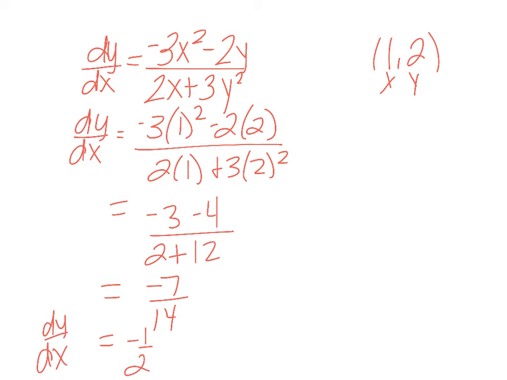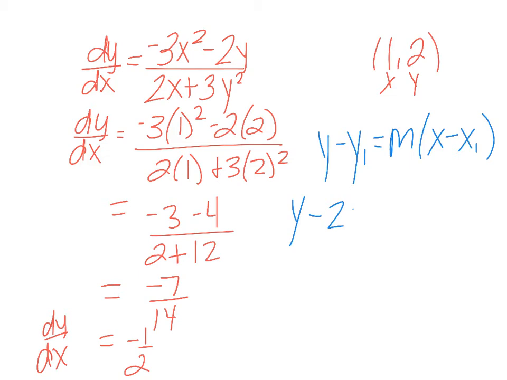I have my x and y. Time to write my equation. y minus y1 equals m times x minus x1. So y minus 2 is equal to negative 1/2 times x minus 1. And that's my equation of the tangent line.